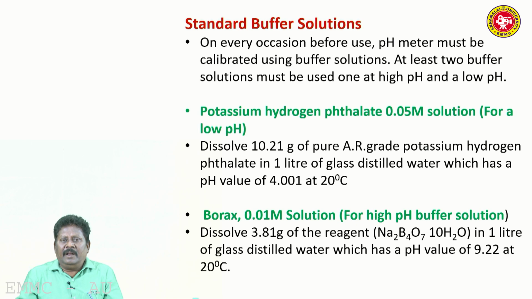Potassium hydrogen phthalate 0.05 molar solution is prepared by dissolving 10.21 gram of potassium hydrogen phthalate in 1 liter of water. For the high pH range, we prepare a 0.01 molar borax solution, which gives a pH value of 9.22. So, dissolve 3.81 gram of borax in 1 liter of water. This gives you a pH value of 9.22.